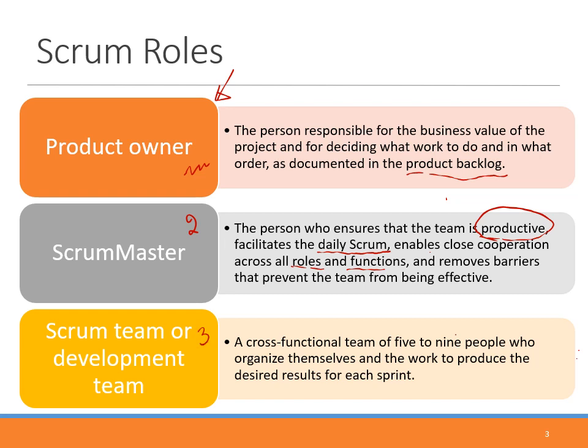That means every member. And the team is a kind of self-organizing team, where everyone will organize themselves to work in the most effective way, and to produce the desired results at the end of each sprint. All right, so these are the 3 Scrum roles.